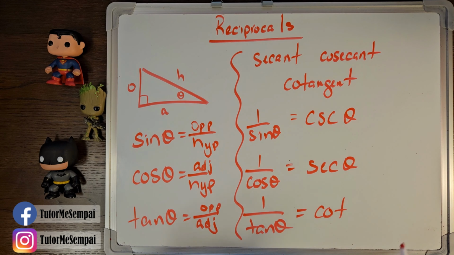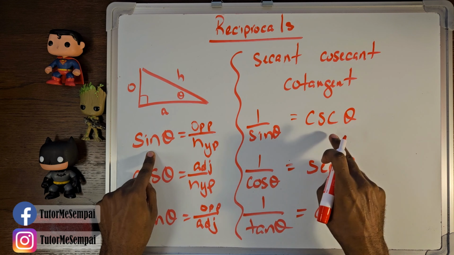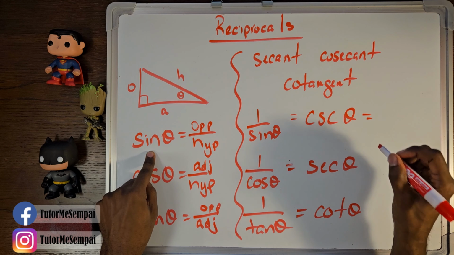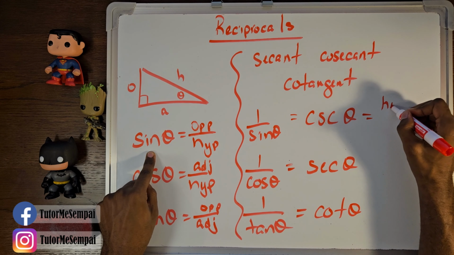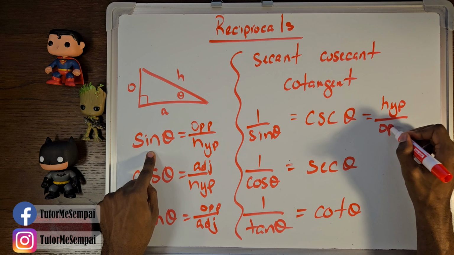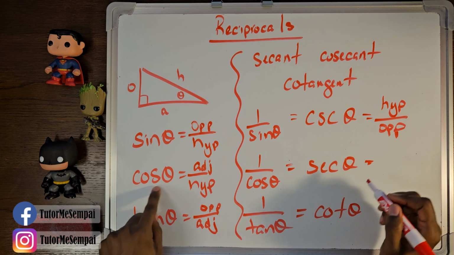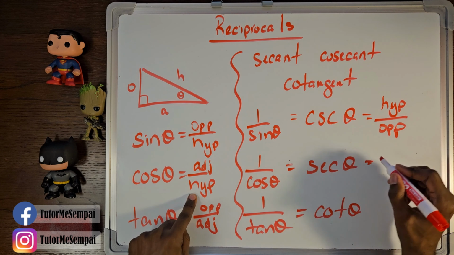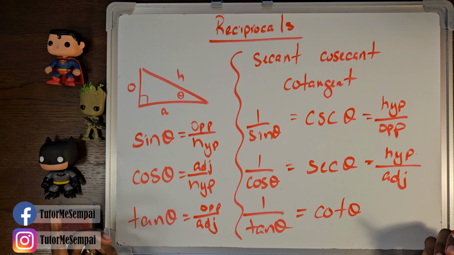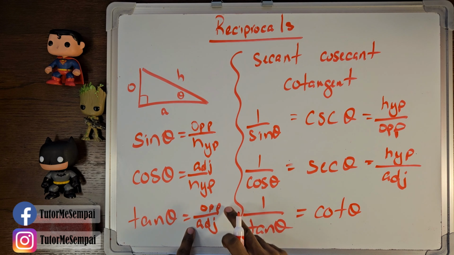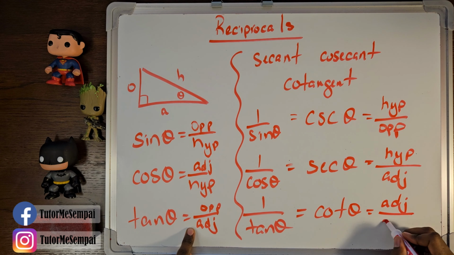Let's make sure we don't forget that we're supposed to be focusing on our right triangle. So if our sine function was opposite over hypotenuse and cosecant is the reciprocal, that means that our cosecant in terms of this right triangle should be hypotenuse over opposite. Likewise, for our secant theta, which is the reciprocal of cosine, we should get the reciprocal of adjacent over hypotenuse, which is going to be hypotenuse over adjacent. And last but not least, the reciprocal of this tangent, which was opposite over adjacent, should be adjacent over opposite.